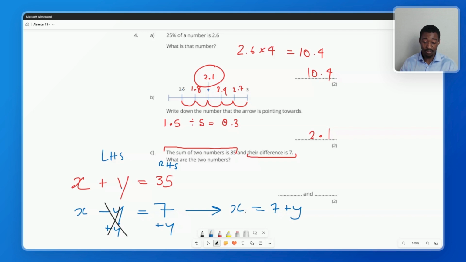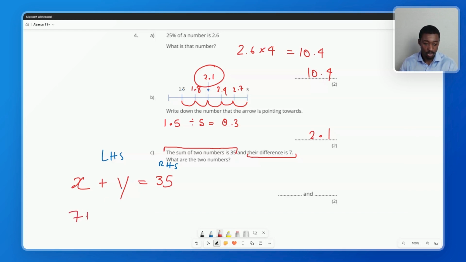Now we take this definition of X. We now know what X is. We take this definition of X and we plug it into X over here. So let's clean up this area. So we know X is 7 plus Y. So that means that instead of writing X plus Y equals 35, we can say that 7 plus Y, remember that's what X equals to, we just worked it out, 7 plus Y equals 35. And now we're in familiar territory.